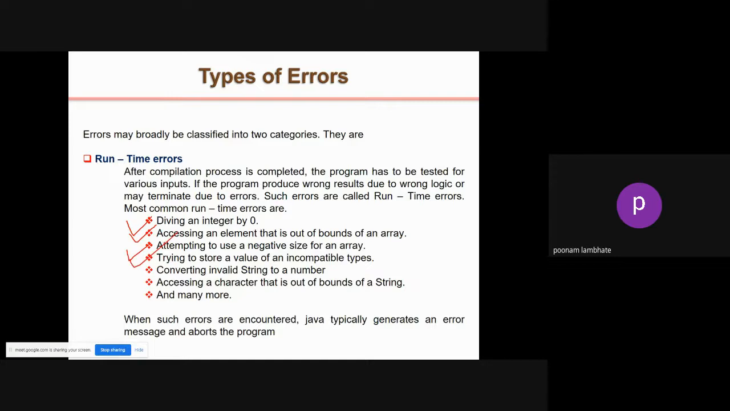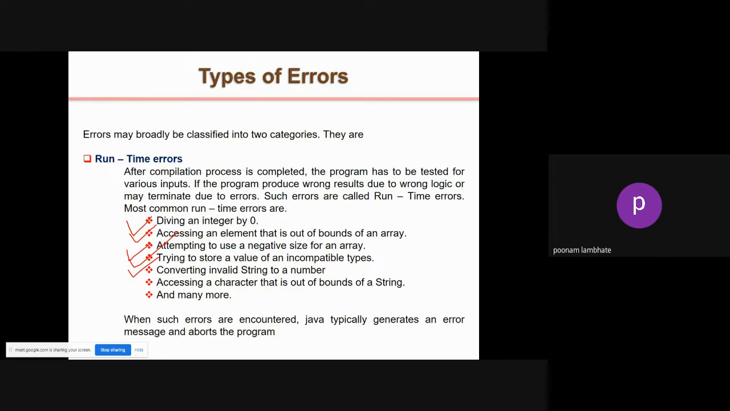That is your type conversion from one data type to another data type. If they are not compatible, if they cannot be used together, then you get an error. Then there is an invalid string to a number. If you're converting a string to an integer, you have certain methods in Java to do that, like Integer.parseInt, and then you have to give the string in the parentheses to convert a string to an integer.